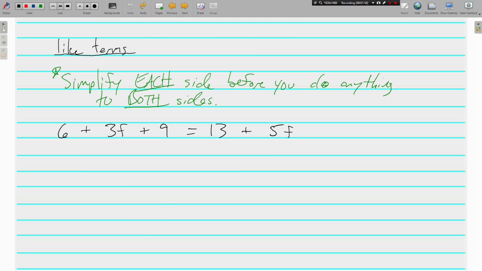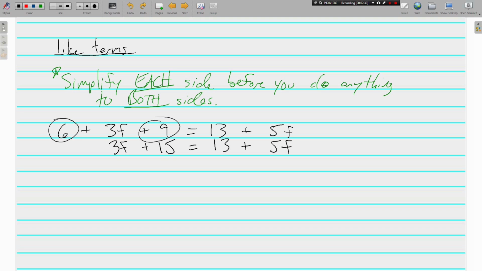Simplify each side first. Okay, we have a 6 and a 9, which is going to give us 3f plus 15 on the left side. I'm not subtracting 6 and canceling out the 6. I'm not doing 9 minus 6 is 3. Don't do that. Simplify each side before you do anything to both sides. The right side, there was nothing to simplify, so we're good.